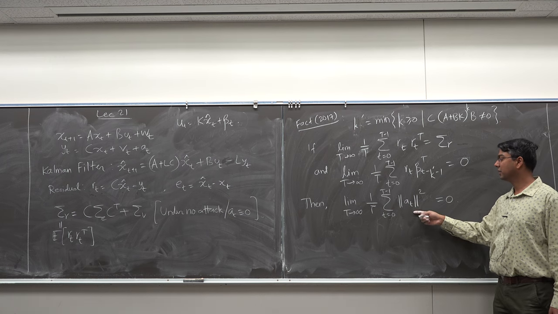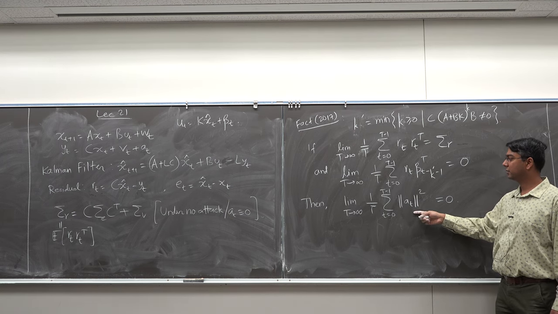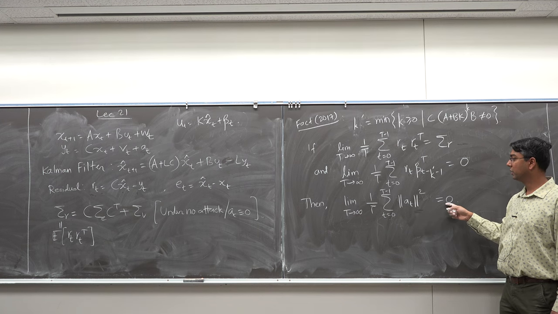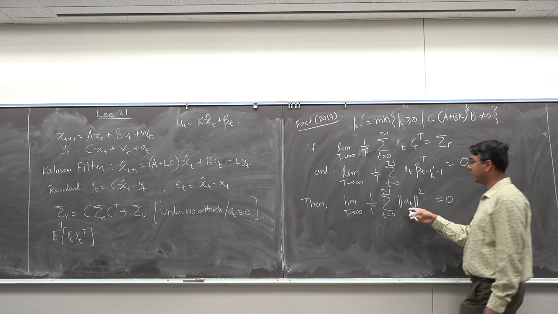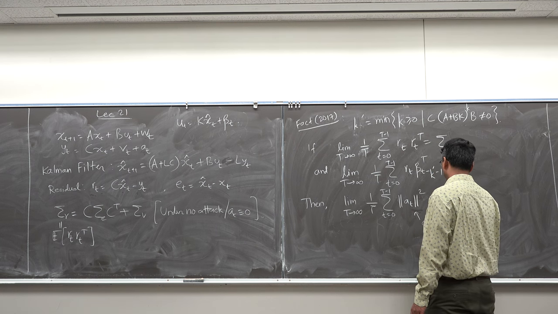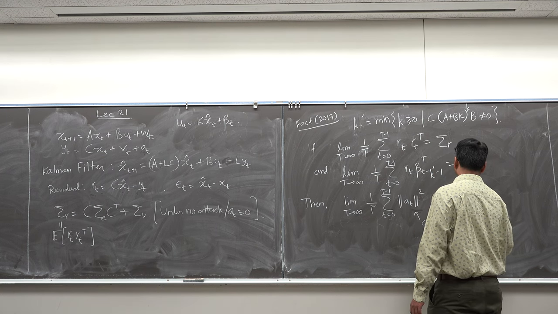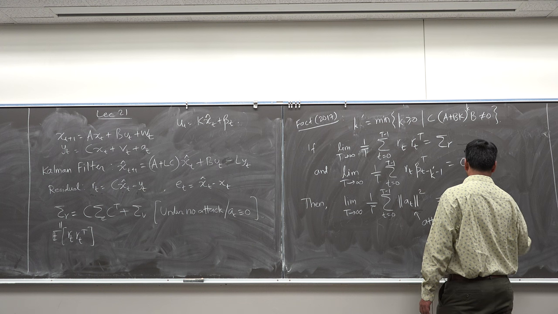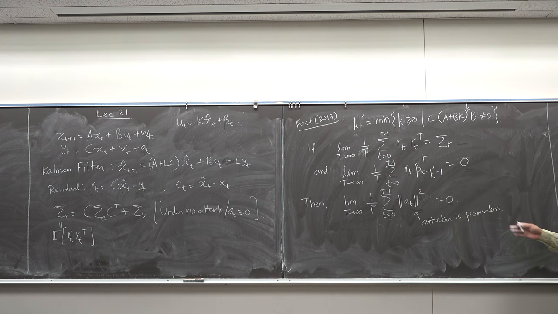The average attack over long periods of time is equal to zero. Okay, so the attacker is powerless. This is like attack power, and this is basically saying attacker is powerless. So you can actually show that if these two conditions are satisfied, then the attacker is powerless.